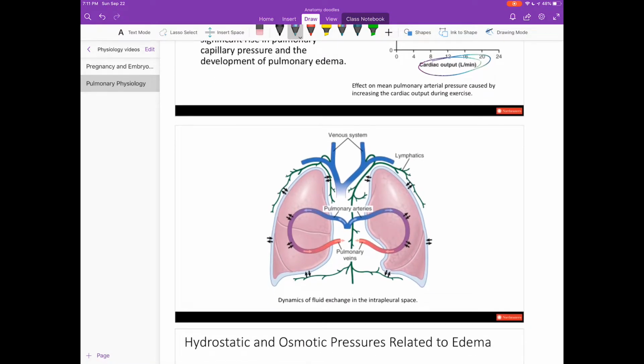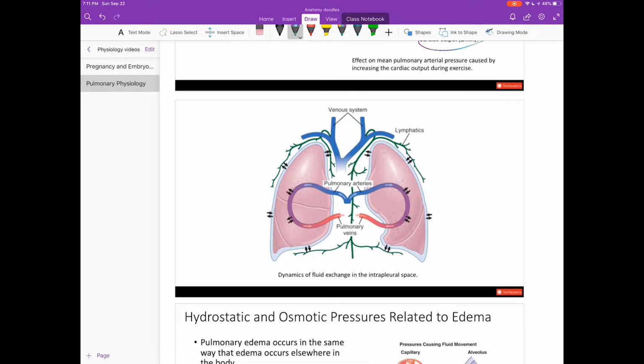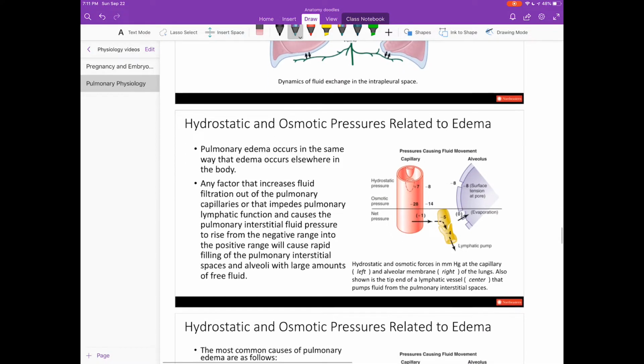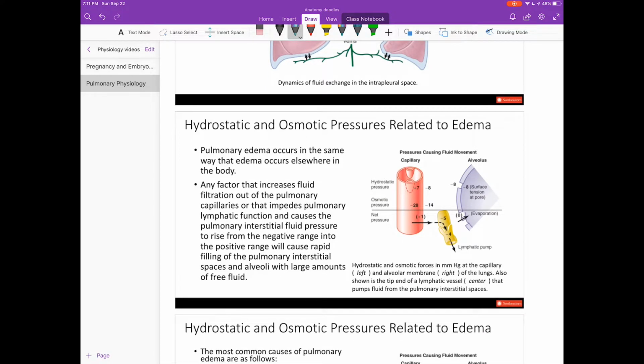Okay, let's switch gears now and let's talk about the lymphatic system. This is an overview diagram showing that the heart pumps blood via the pulmonary arteries into the lungs, which comes back via the pulmonary veins, and what is actually happening to the fluid that is within the interstitium of the lungs. Let's refer to this diagram. So now we're talking about pressures of fluid.